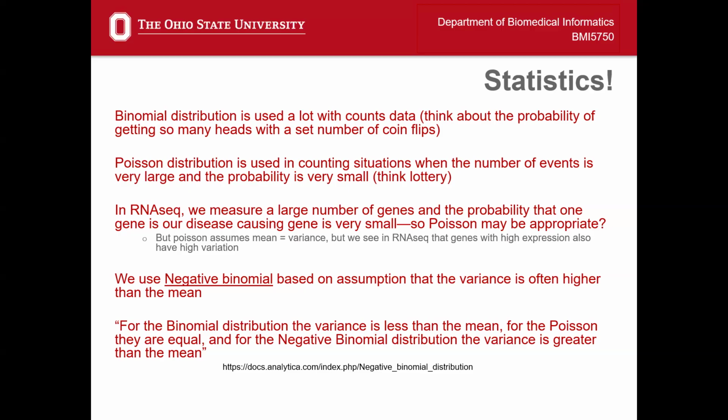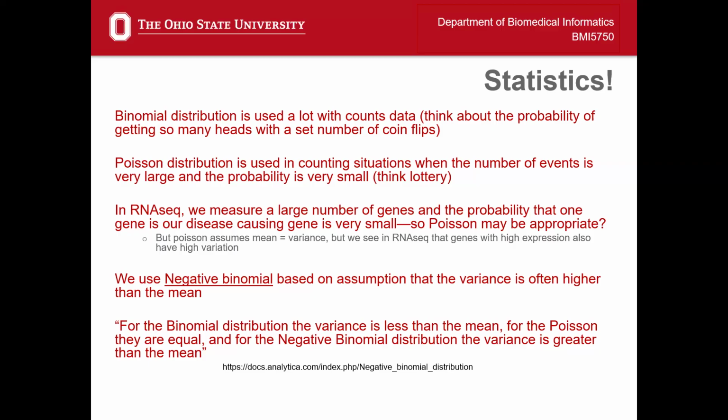So thinking about our RNA sequencing data, we have counts. So these are counts distributions. And we have a very large number of genes. We will have 30,000 to 60,000 different measures. And the probability that one or a few of our genes is our disease causing gene is very small. So, looking at this, it might make sense that a Poisson distribution could be appropriate in this situation.